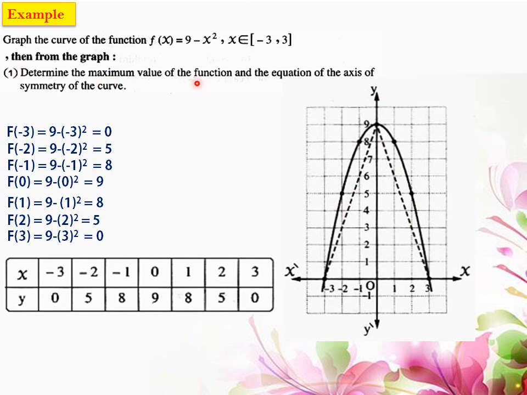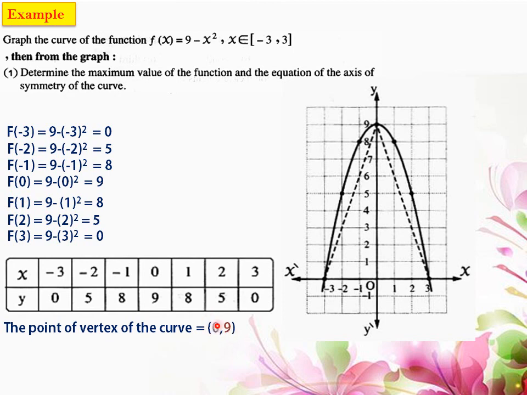Now determine the maximum value. The maximum value here is 9. First of all, I want the point of the vertex. The point of the vertex here, at the red point, is (0, 9). The maximum value is the y value of the point of the vertex. Then the maximum value is 9.